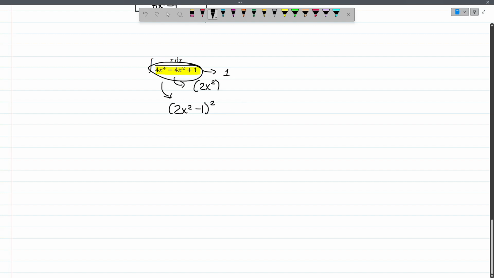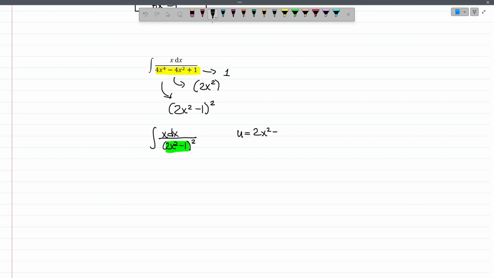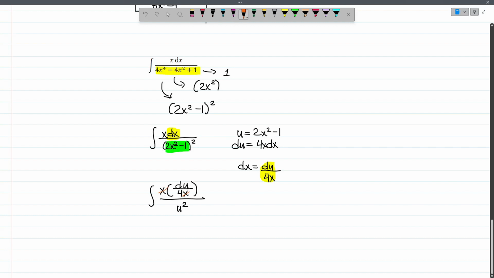Now if you will replace this one, we have the integral of x dx divided by 2x squared minus 1, and then squared. And so now I can actually treat this as my u. And so I have u is equal to 2x squared minus 1 and then my du will be 4x dx. And then my dx will be du divided by 4x. And so substituting this into our dx, we have the integral of x times du over 4x divided by u squared. And so this will cancel. And then let's just move this outside. We have 1/4 and then the integral of du divided by u squared.